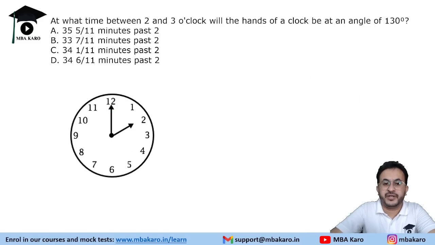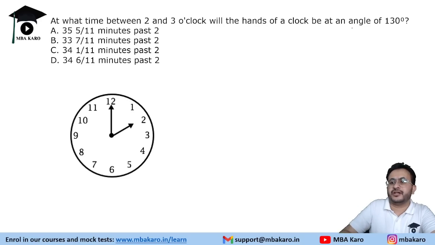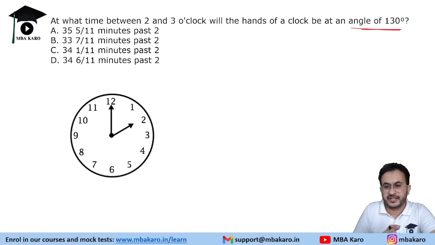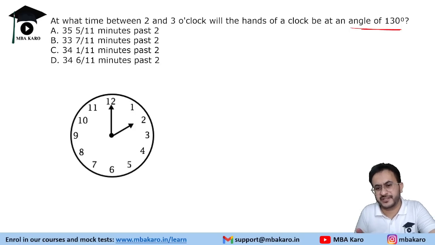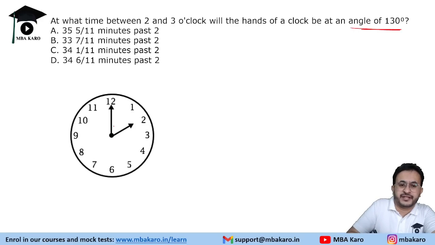At what time between 2 and 3 o'clock will the hands of a clock be at an angle of 130 degrees? We need to make an angle of 130 degrees, right? The previous one was straightforward, like opposites, right angles, we know. Now if some specific angle is given, how do we solve that?